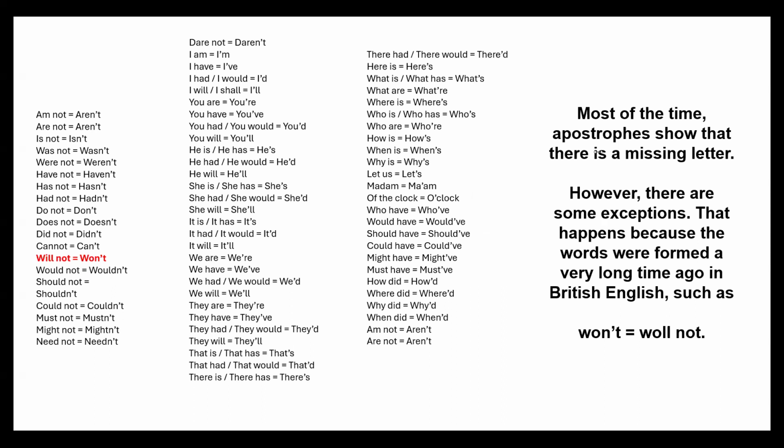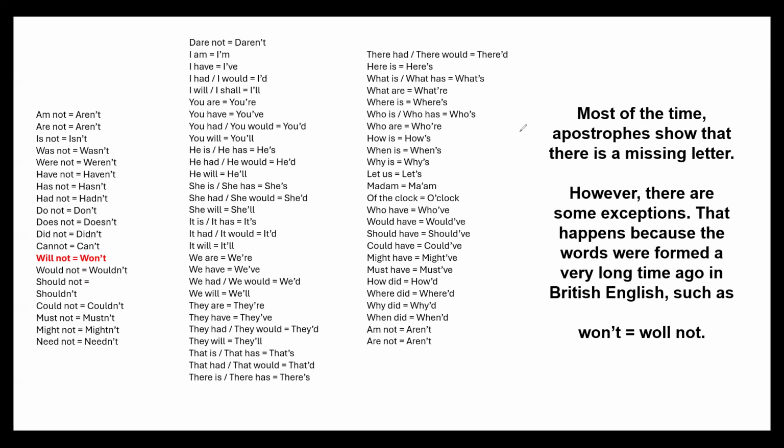Now, I'm going to read what it says on the right hand side, and then I'm going to clear a few things up. Okay, so most of the time, apostrophes show that there is a missing letter. However, there are some exceptions. That happens because the words were formed a very long time ago in British English, such as won't equals will not. Now, that sounds a little bit tricky, okay? So let's take it one step at a time.